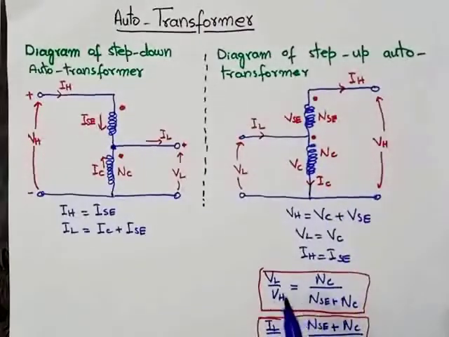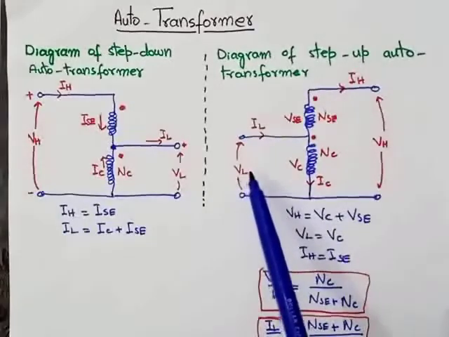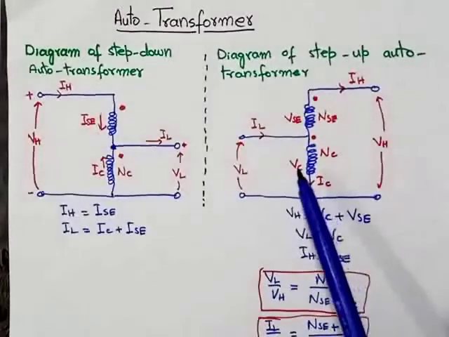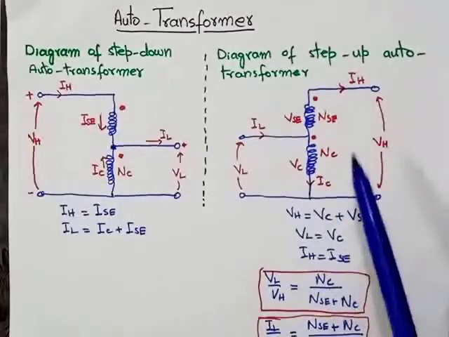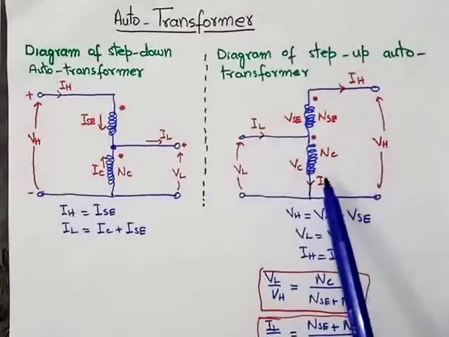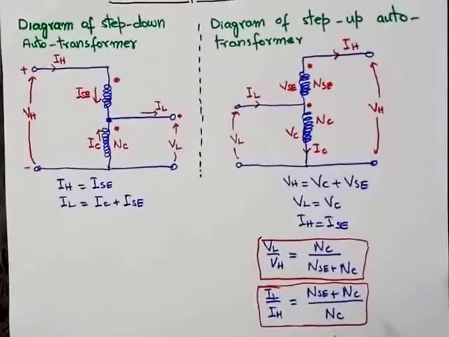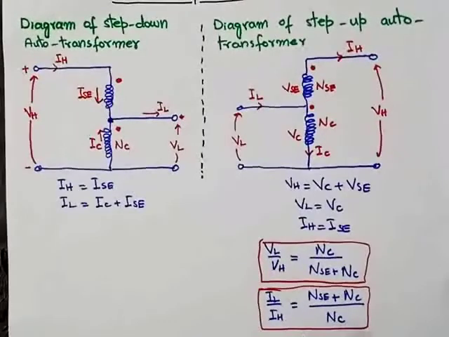So the turn ratio will now be equal to VL over VH, where the primary is VL and the secondary is VH. VL over VH is equal to the primary number of turns, NC, over the secondary number of turns, the sum NSC plus NC. So NC over NSC plus NC. This is the voltage ratio formula in an autotransformer. And this is the current ratio formula. As we know, current and voltage are inversely proportional. So in the case of current, IL over IH will be equal to NSC plus NC divided by NC.